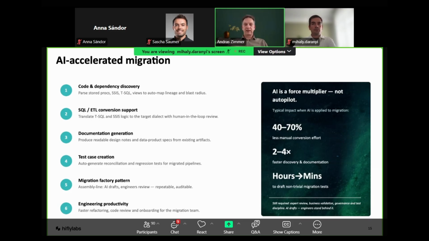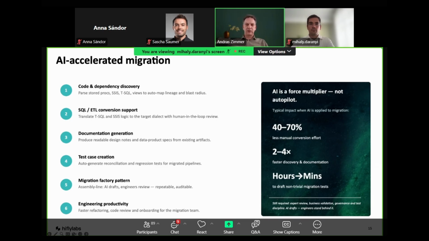So what we find is that AI is a force multiplier, a real one. It's not an autopilot, and it's not going to do everything overnight, but it does help a lot. It can cut back manual effort by 40 to 70%. So it can basically cut half of it or 2/3 of it. Discovery is way faster, and testing is also cut back a lot.